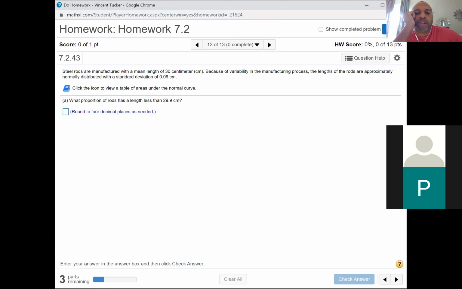Steel rods are manufactured with a mean of 30 centimeters. Because of the variability in the manufacturing process, the length of rods is approximately normally distributed with a standard deviation of 0.06. What proportion of rods have a length less than 29.9?